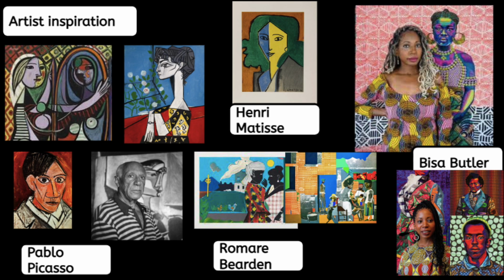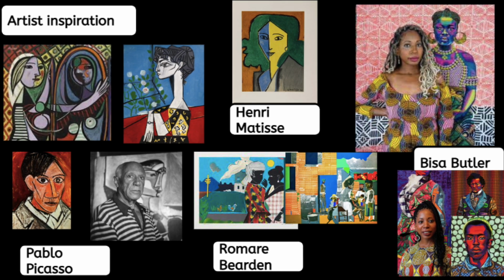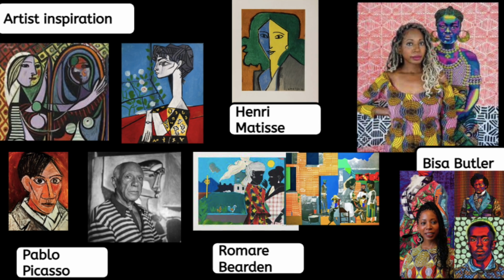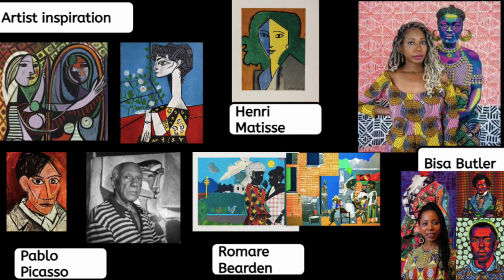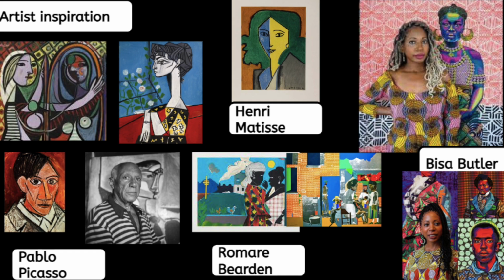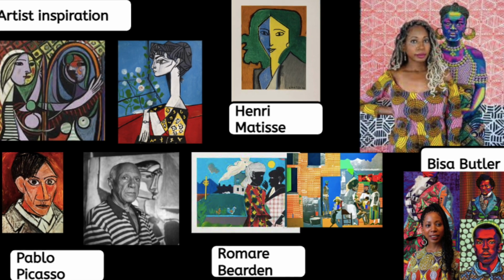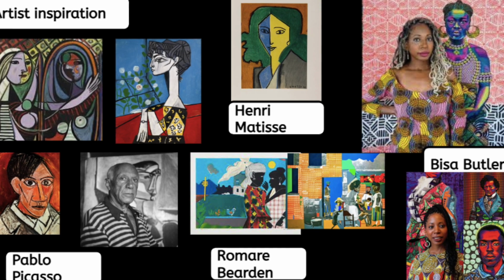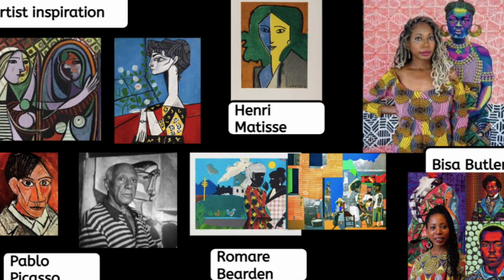Here are some images that remind me of her work. On the left, we have Pablo Picasso. He used cubism in his work. That is when you take a portrait and kind of split it into parts. Then we have Romare Bearden on the bottom. He also uses black figures with a lot of patterns, showing some history.